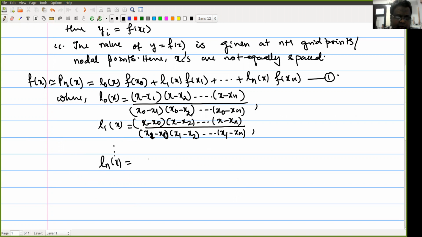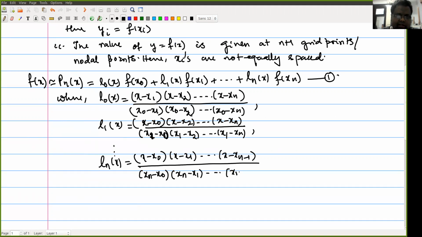Ln(x) is equal to x minus x0, x minus x1, up to x minus xn minus 1, divided by xn minus x0, xn minus x1 up to xn minus xn minus 1. You can see the numerator part is a function of x, whereas the denominator part is a constant, because x0, x1 up to xn are the given data points.